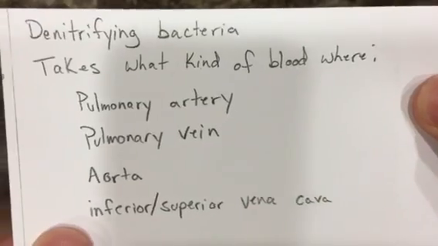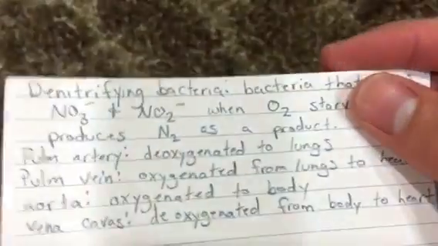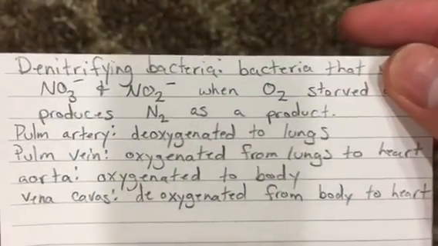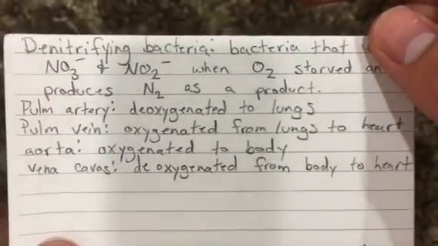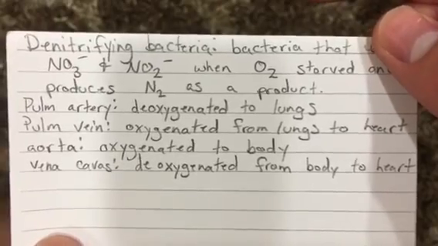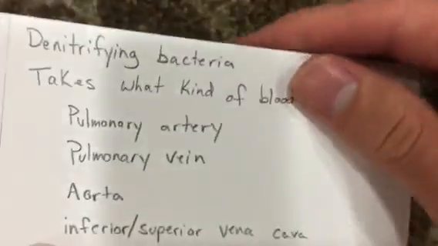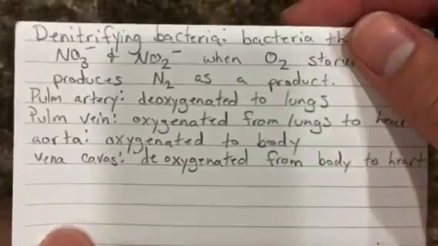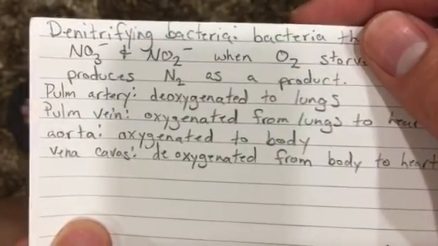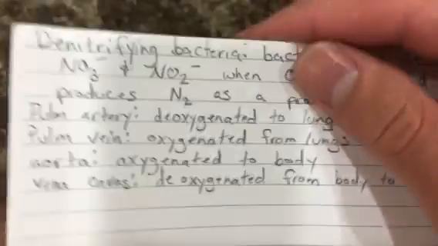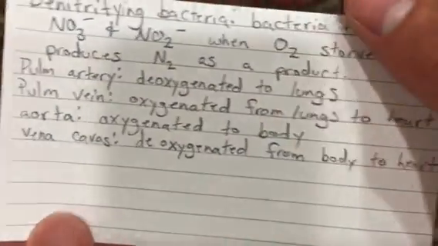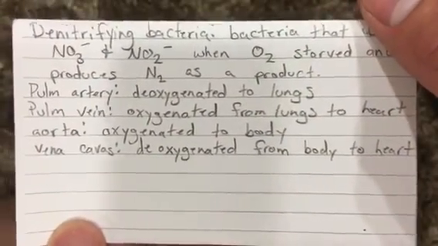Takes what kind of blood where? Pulmonary artery, deoxygenated blood to lungs. Pulmonary vein, oxygenated blood from lungs to the heart. Aorta, oxygenated blood to the body. Superior and inferior vena cava, deoxygenated blood from body to heart.